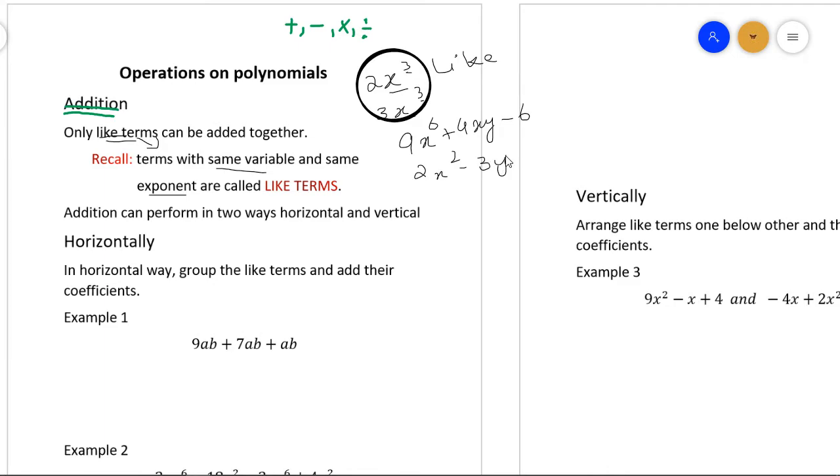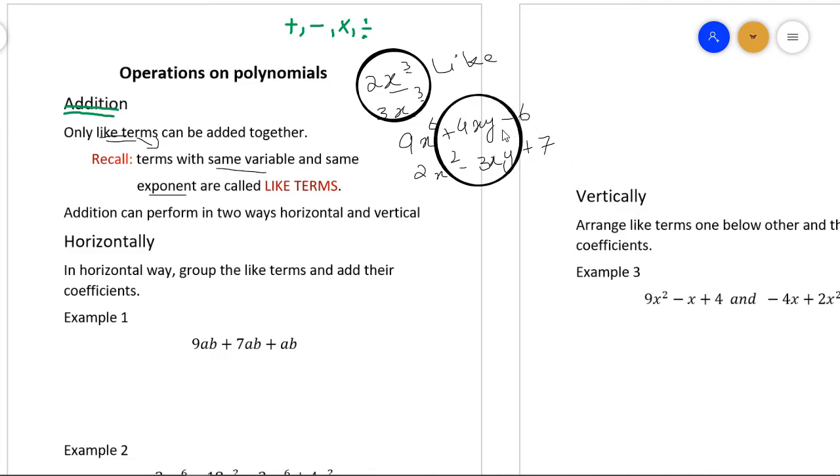and 2x raised to power 2 minus 3xy plus 7. So what is the same in these two polynomials? X raised to power 6 and x raised to power 2 are not the same. Although the variable is the same, the exponent is not the same, therefore these are not like terms. Go to the next term, 4xy and minus 3xy. Both of these are like terms.